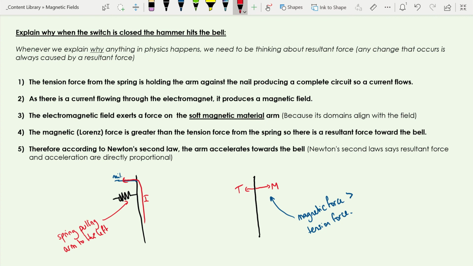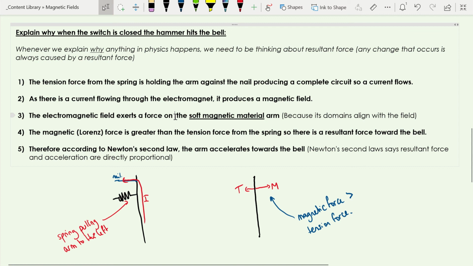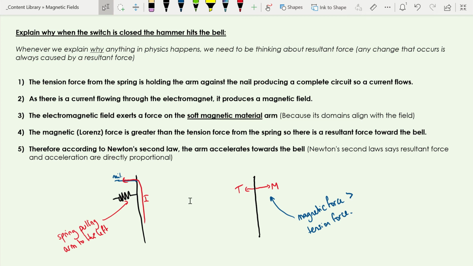The electromagnetic field then exerts a force on the soft magnetic material arm. The reason the arm is attracted to the coil is that it's made of a soft magnetic material, and soft magnetic materials, remember, are always attracted to magnets. I put it in brackets because it's not particularly relevant here, but it does that because its domains align with a field, similar to what we were just talking about with why it amplifies a magnetic field.